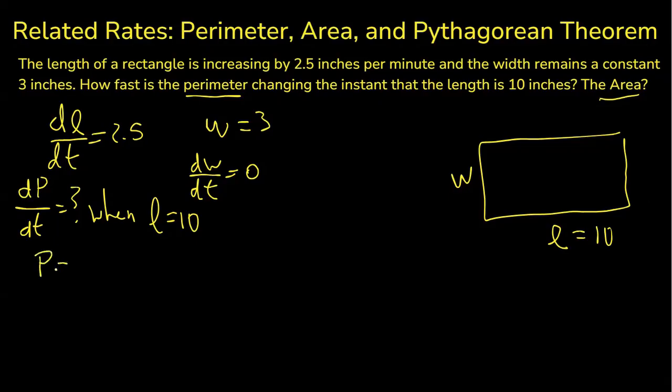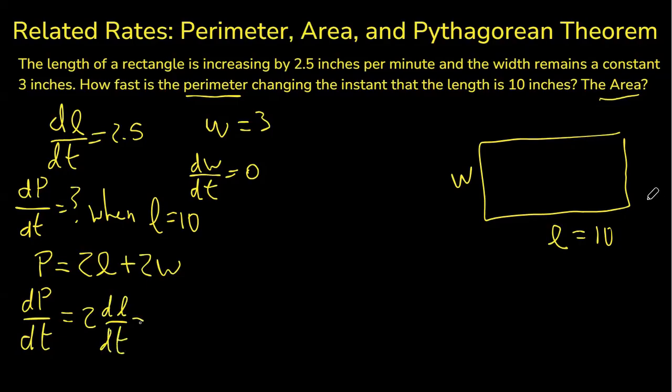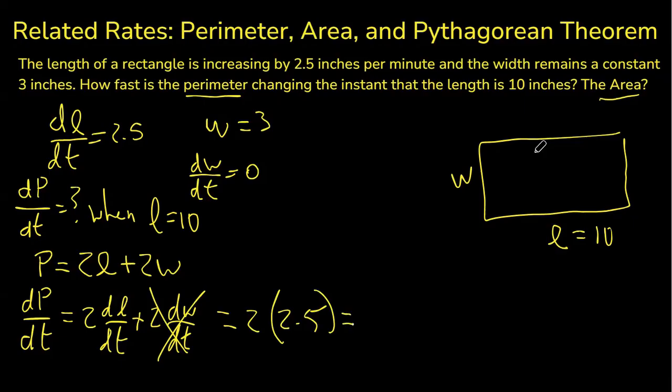So that would be perimeter here, which is 2L plus 2W, and then differentiate that with respect to t. dP/dt equals 2 dl/dt plus 2 dw/dt. Now, this term is going to go away because the rate of change of the width is 0 because the width is constant. So if we plug in our values, 2 times dl/dt, 2.5, that's going to give us 5, and the units would be inches per minute.